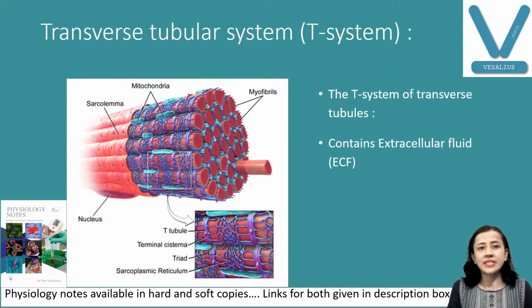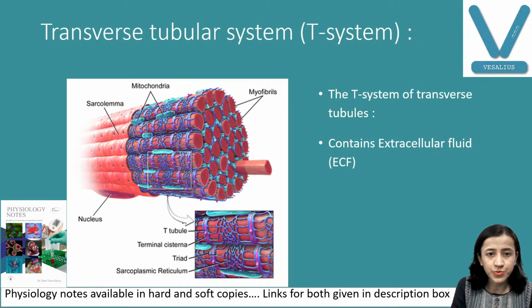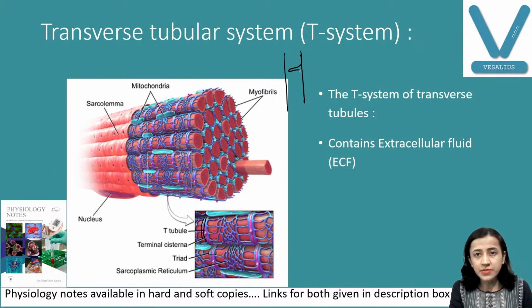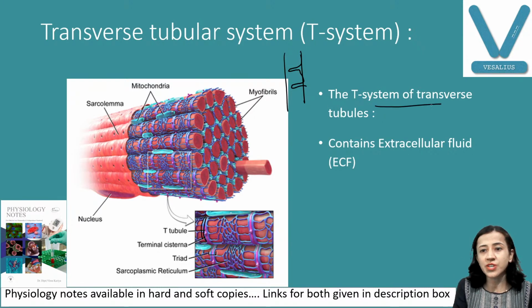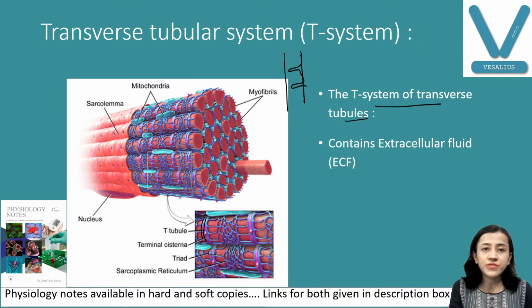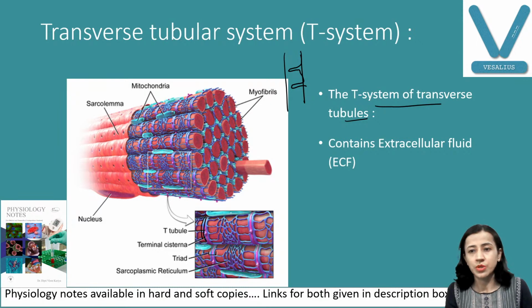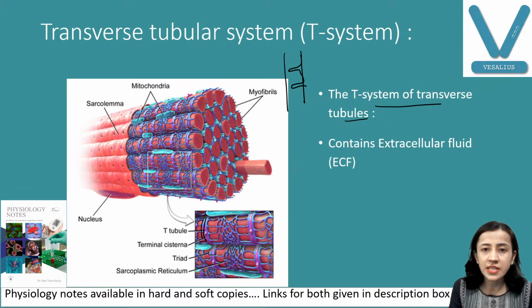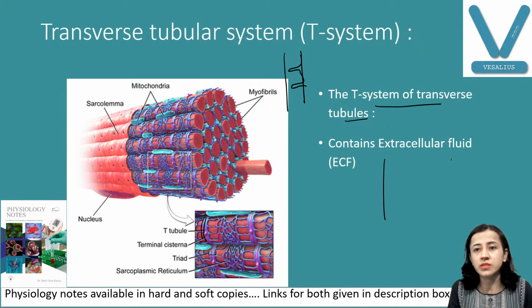As I told you, you can see here, these are T-tubules. Here they are looking vertical, but if you place the muscle like this, this is your T-tubule. T-tubules, or transverse tubules, are formed by the invagination of sarcolemma. Sarcolemma dips down and forms the T-tubule. Now, this invagination is commonly found at the AI junction.